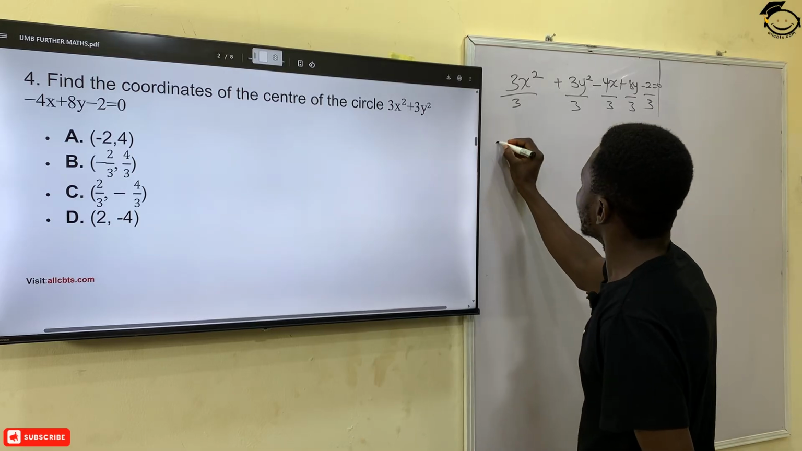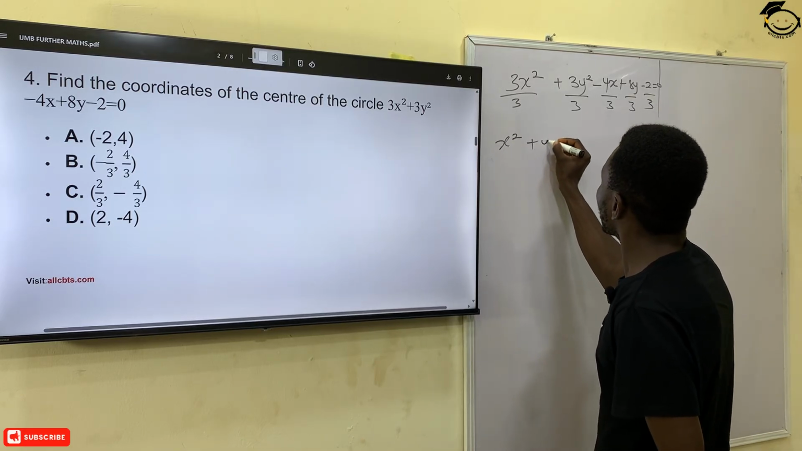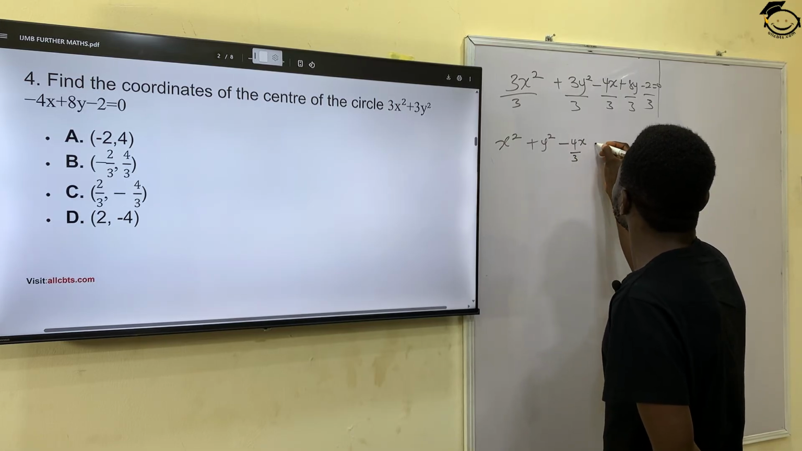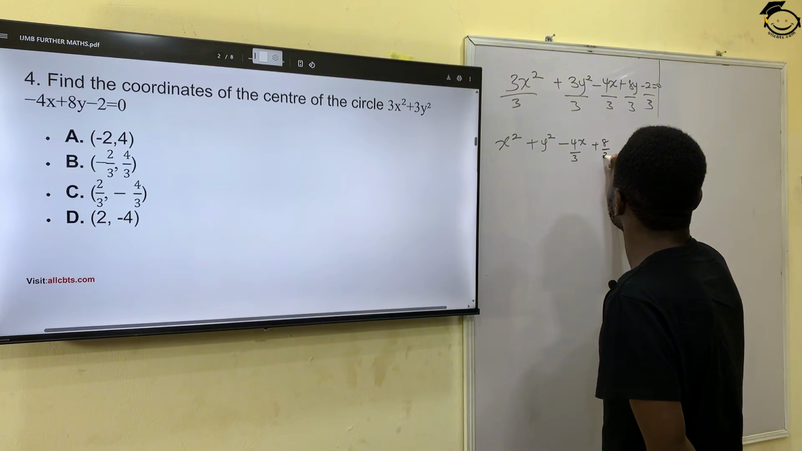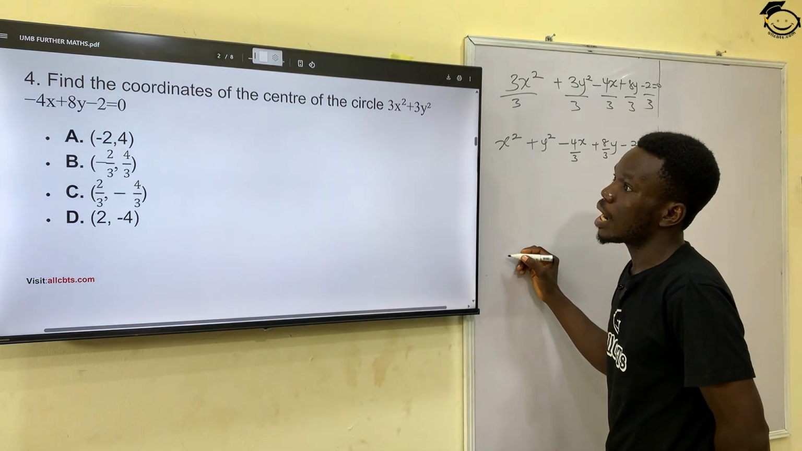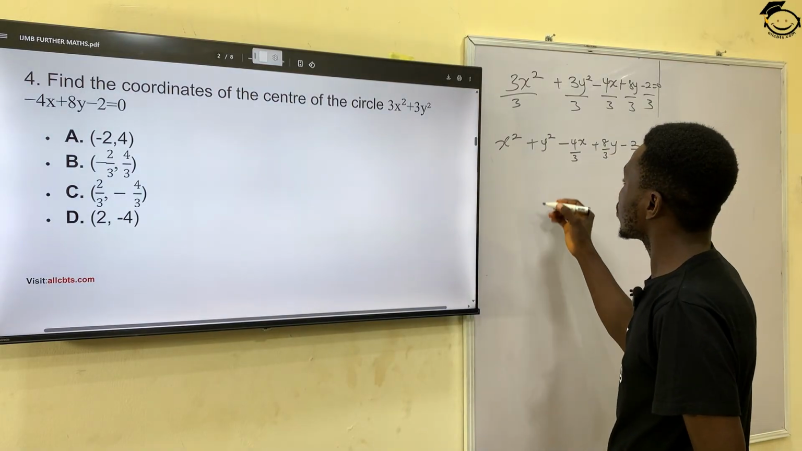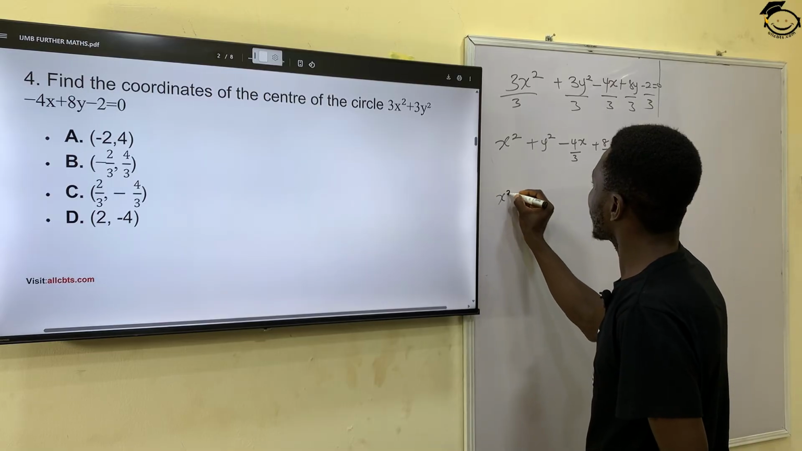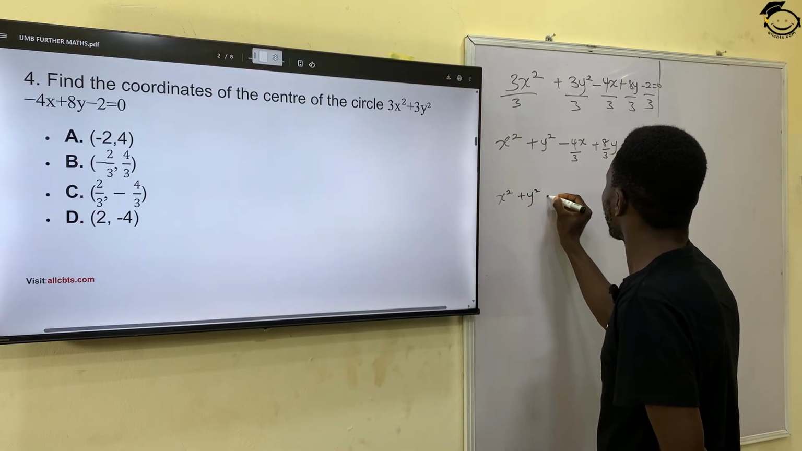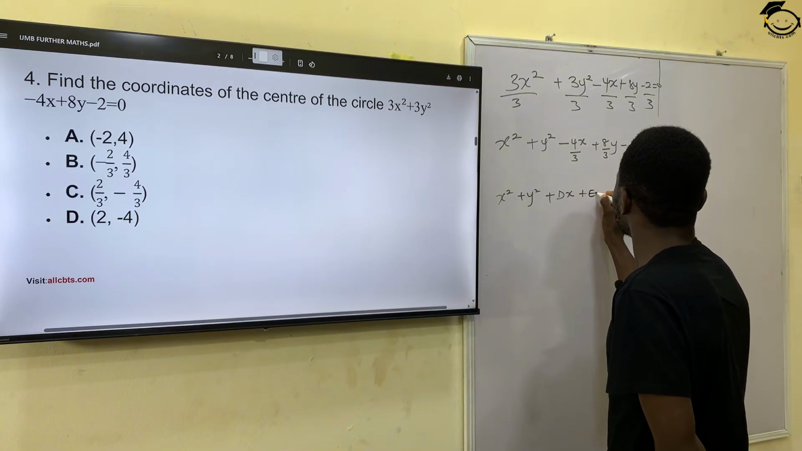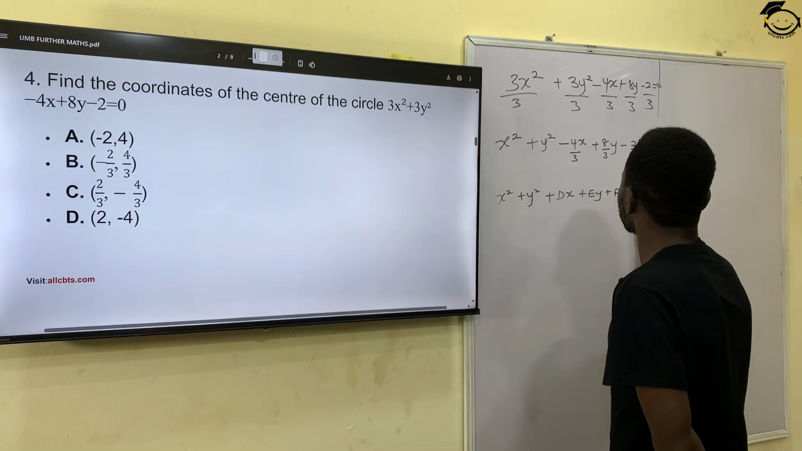So at the end of the day, we'll be having x squared plus y squared minus 4x over 3 plus 8 over 3y minus 2 over 3 is equal to 0. So you compare this with the regular center of the circle equation. In the regular equation, I have x squared plus y squared plus dx plus ey plus f is equal to 0.